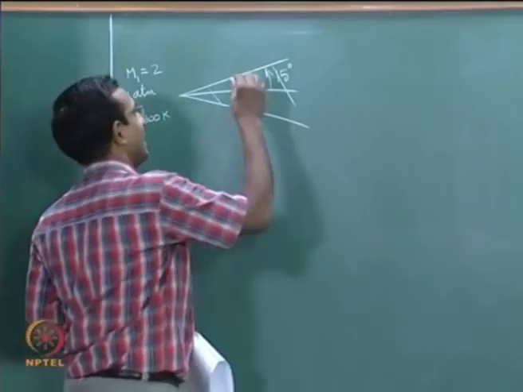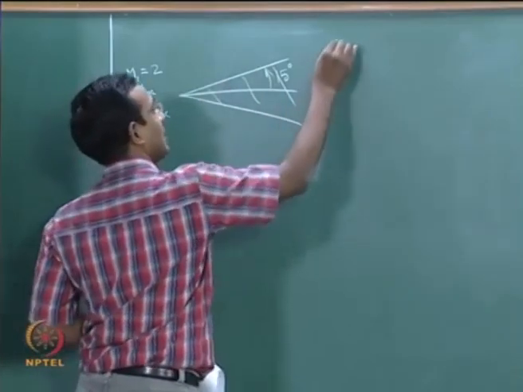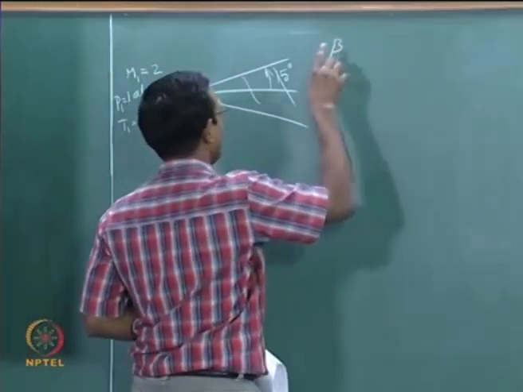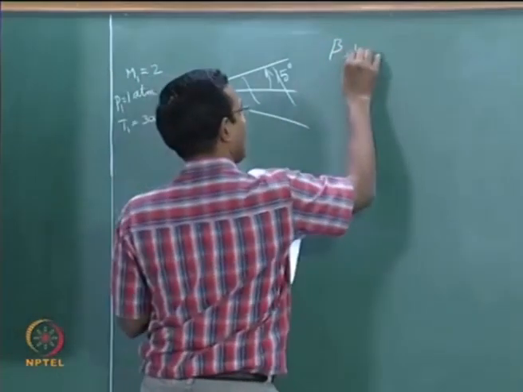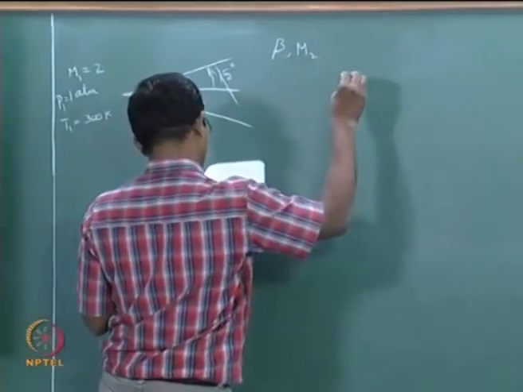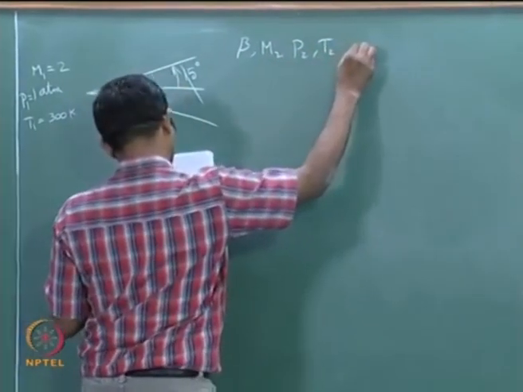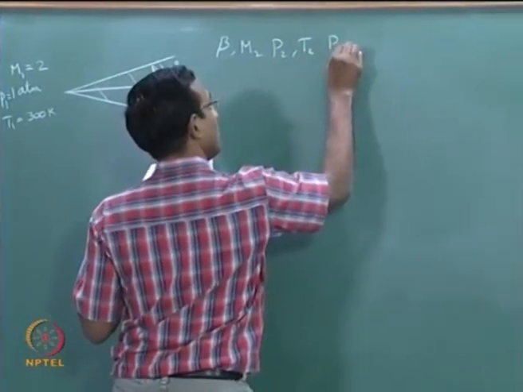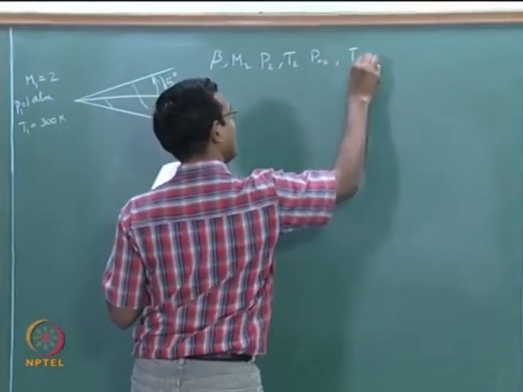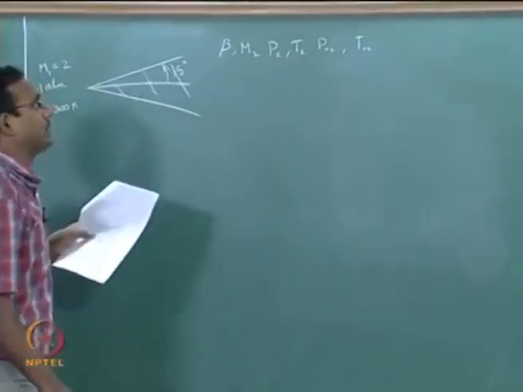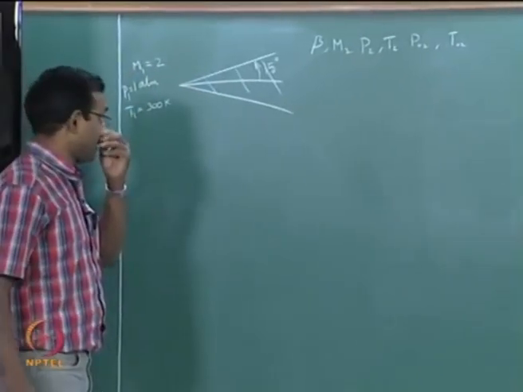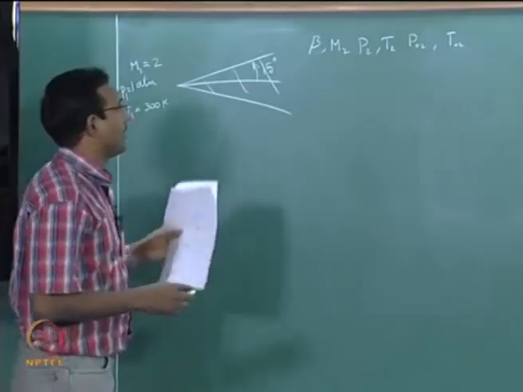That is the idea. Basically I want to find, let us say I have to start with, find the beta, the shock angle, M2, P2, T2, P02, T02. Let us say I want to find every variable there. Okay. So how will I find this?